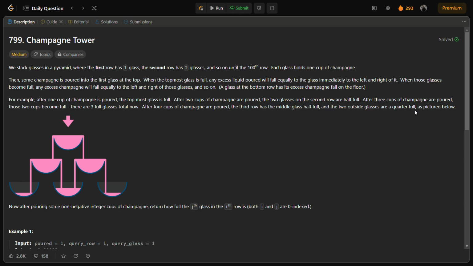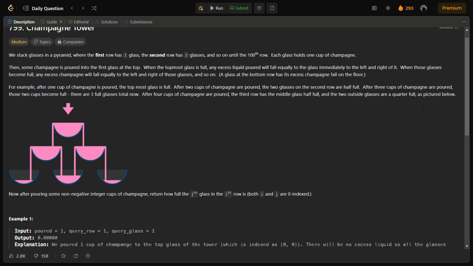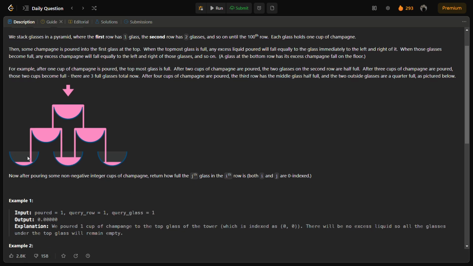So what we need to do is find how full a specific glass is after pouring a certain amount of champagne from the top. So we have to calculate the amount of liquid in the particular cup when some X amount of liquid is poured from the top glass. So our approach is to simulate the entire flow of the pyramid by using a 2D DP. Let's come to the approach. I'll show you.